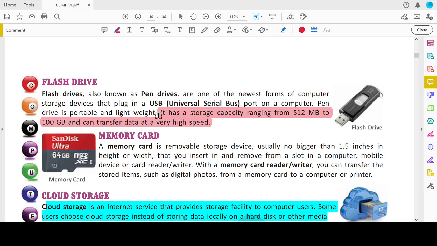So you can well imagine how beneficial it is, because it is having a storage capacity of 512 MB. Nowadays it is no more available, I think. It is more than 2 GB. At least it is 2 GB nowadays. Up to 100 GB, 120 GB is also available, and you can transfer data at a very high speed. So 100 GB of data means you can store two or three libraries within your pen drive.